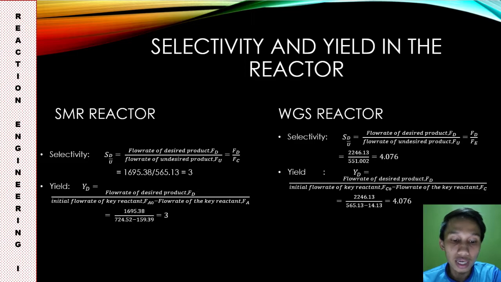So the value that we get for this reactor is 3. So next is for the WGS reactor.